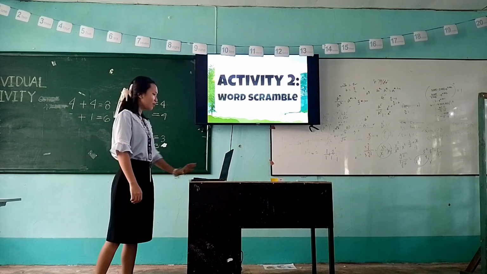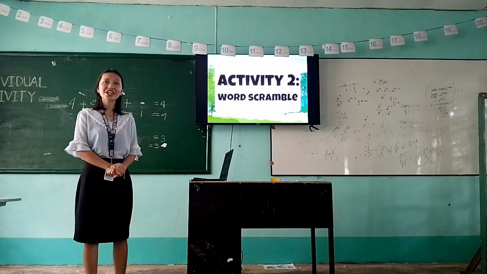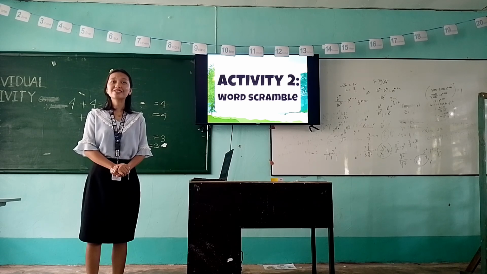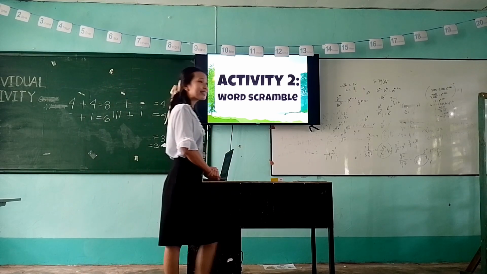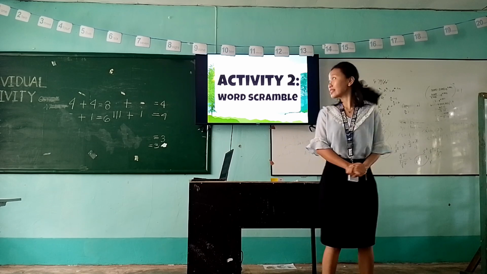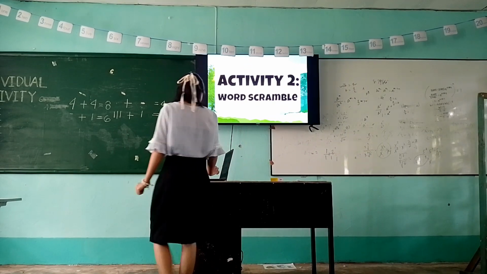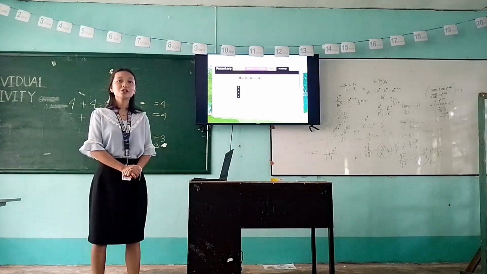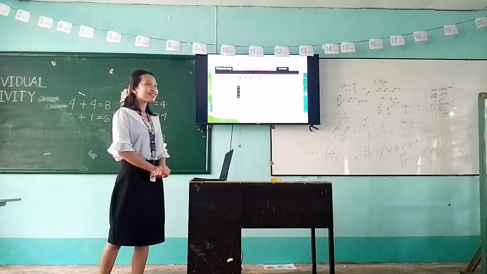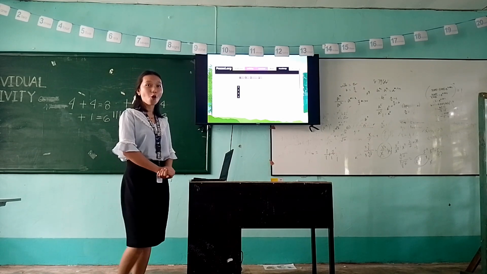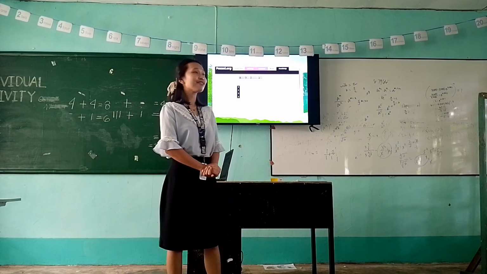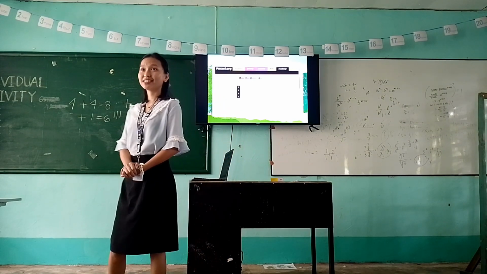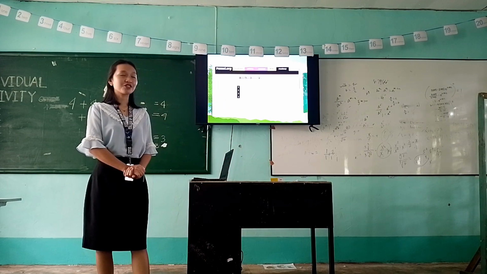Okay. Now, let's have another activity. This activity is called Word Scramble. Everyone, kindly get your devices and open this link. All you have to do is to arrange these jumbled letters to form a correct word based on the given definition as your clue. Do you understand? You may now start answering.